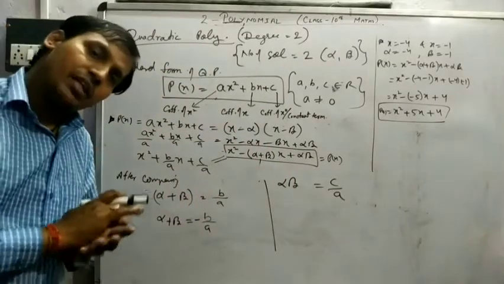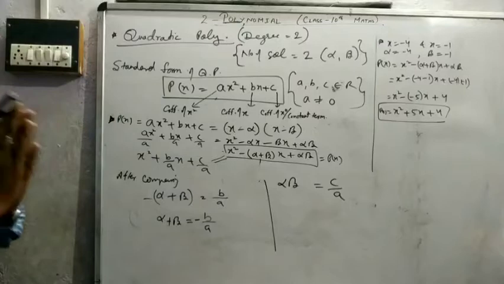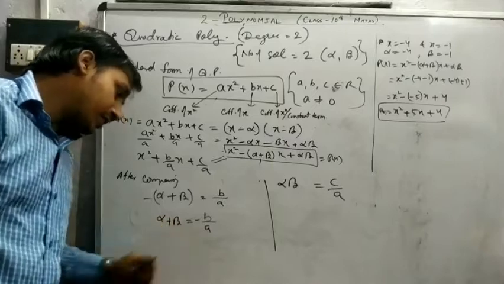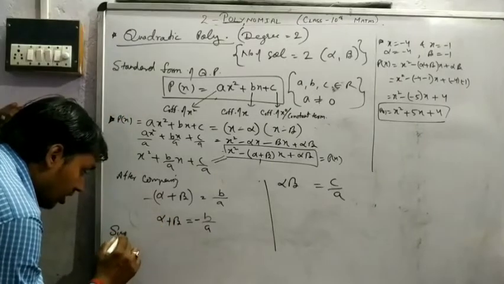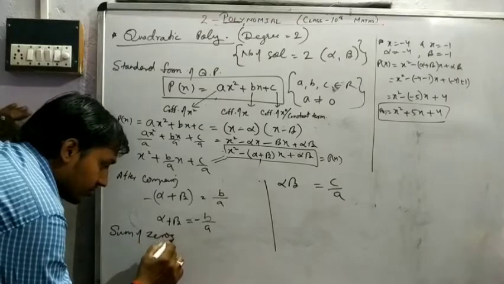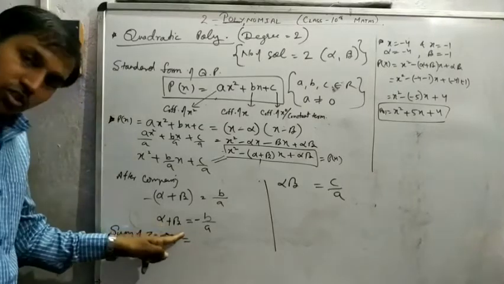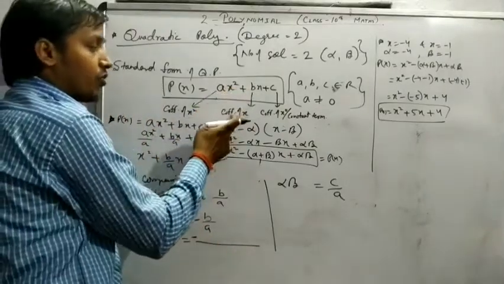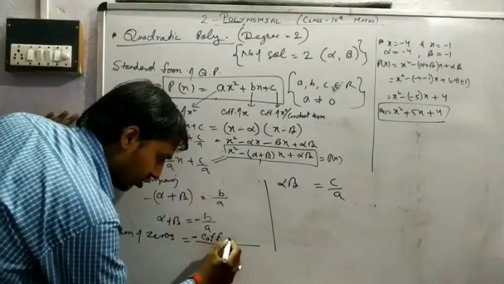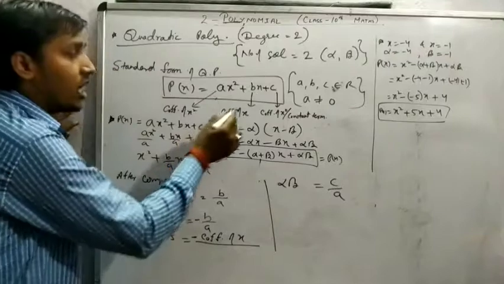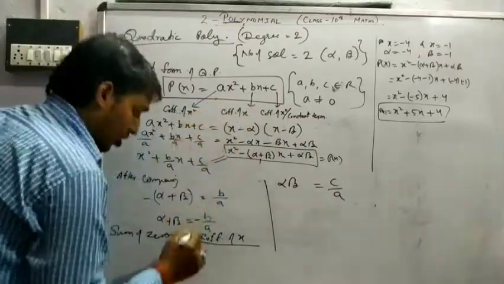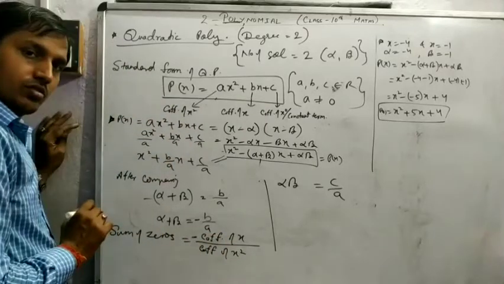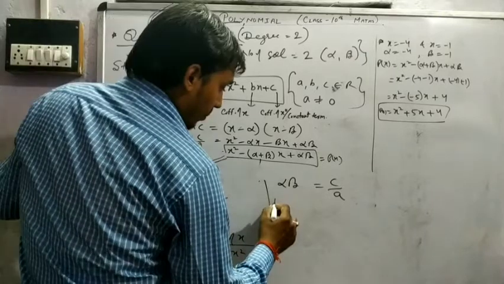If I ask what alpha and beta are, alpha and beta are the zeros. So alpha plus beta means the sum of zeros. Sum of zeros is equal to minus b upon a. What is b? b is the coefficient of x, and a is the coefficient of x square. And alpha beta is the product of zeros.